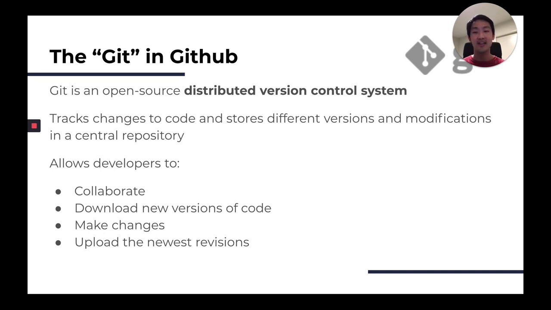So that's what Git allows you to do. It tracks the different versions of your program as you're developing it, as you're changing it, and allows you to go back whenever you want, erase certain changes, bring back certain changes. Essentially, it's a great tool for developers to collaborate, download new versions of code, make changes to the code, and upload the newest revisions.